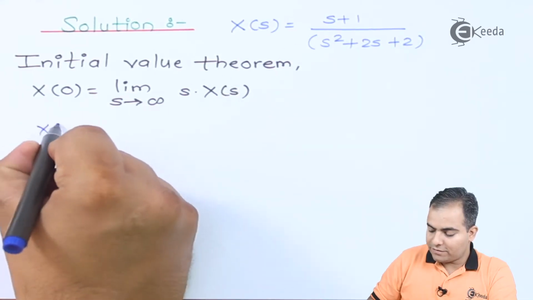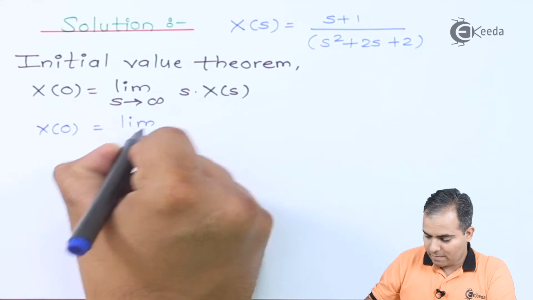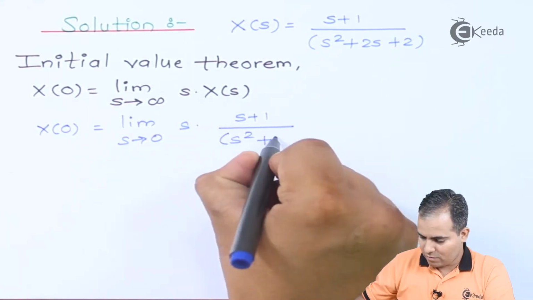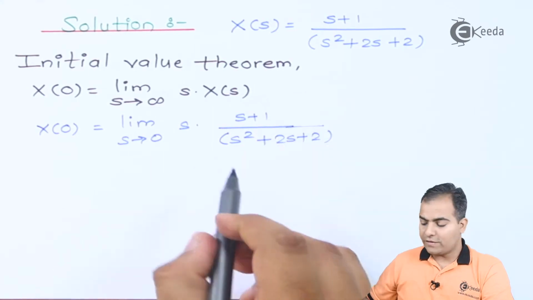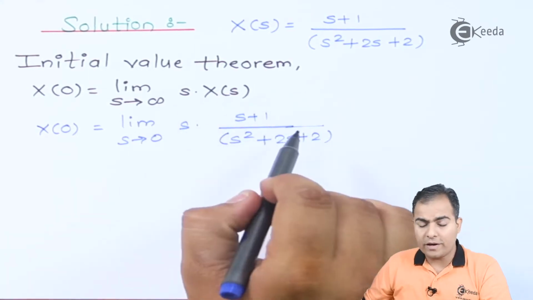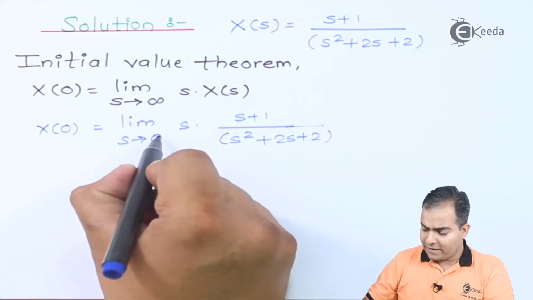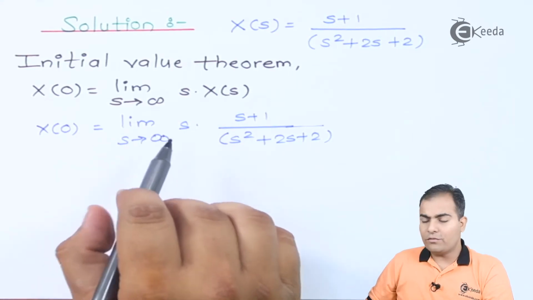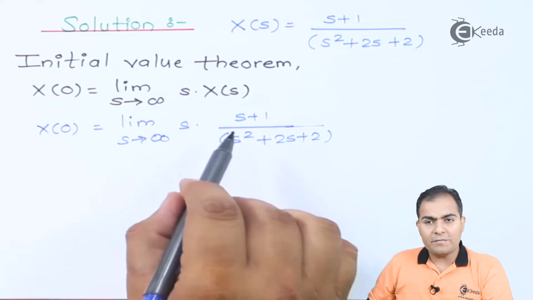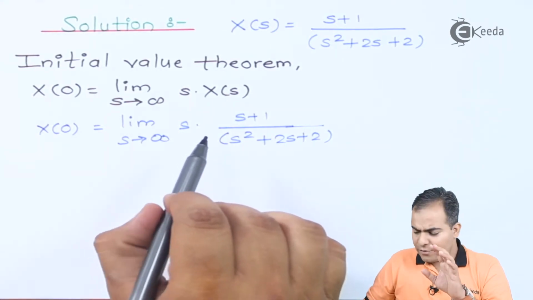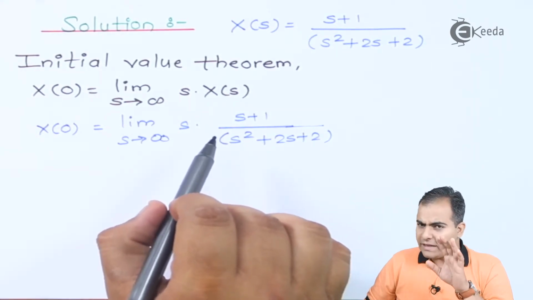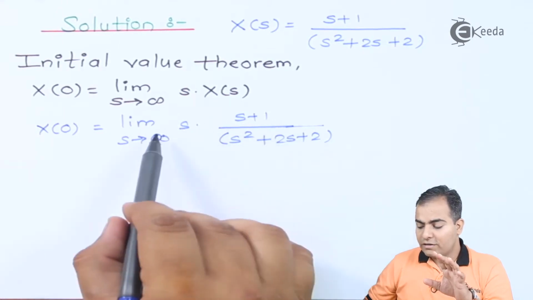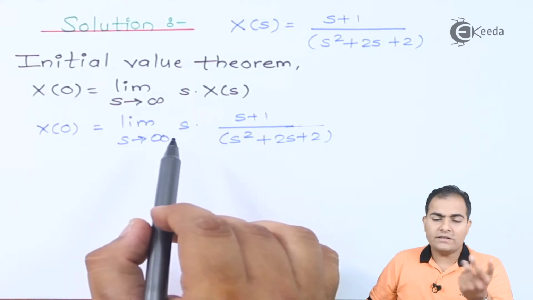So, x of 0. I have substituted the x of s value in our formula. Now, if we apply the limit directly, that is s tends to infinity, then what will you get? The whole term becomes infinity. But if you go through the question, then you can say that this infinity value gets cancelled.